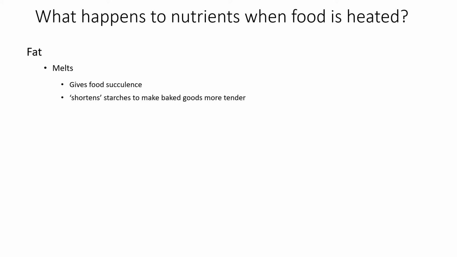Also, the fats help to shorten starches. You've heard the term shortening, probably. You've probably used shortening in baking. And what it does is it prevents the gluten from developing into long strands. And it makes baked goods more tender. When you think about cake and cookies and muffins, there's usually quite a lot of fat in those products. And that would help to make sure that you're not eating a tough piece of cake. It's nice and crumbly and nice and moist. So this is a definite benefit of fats melting.